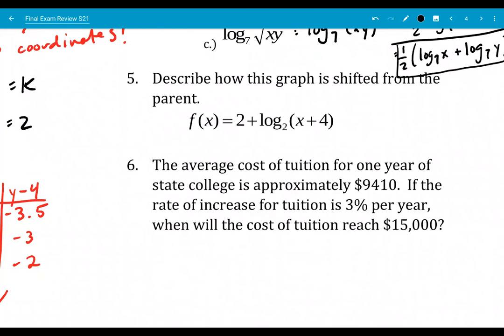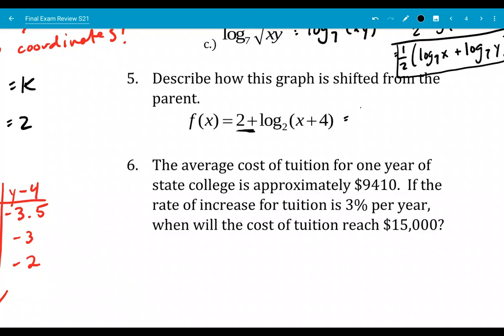So describing shifts here, logs behave the same way as exponentials or as everything. Everything inside affects the x, everything outside affects the y. Make sure that you review your transformation rules. People are going to think that 2 is a vertical stretch, but keep in mind it's adding.